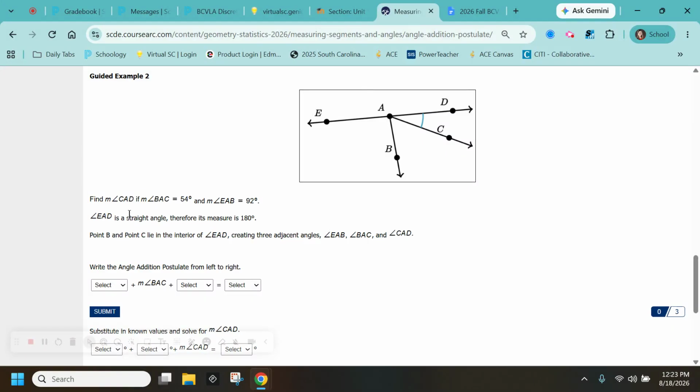Guided example 2. So the measure of angle CAD, this little guy right here marked in the blue, find that measure if BAC is 54 and EAB is 92. Together, these three angles form a straight line, which means that they're going to have to add up to 180. Write the angle addition postulate from left to right. So the measure of angle EAB plus the measure of angle BAC plus CAD is equal to EAD, the entire straight line.